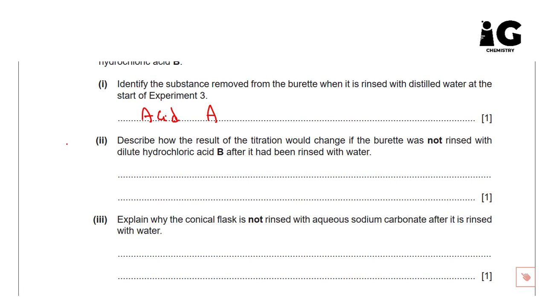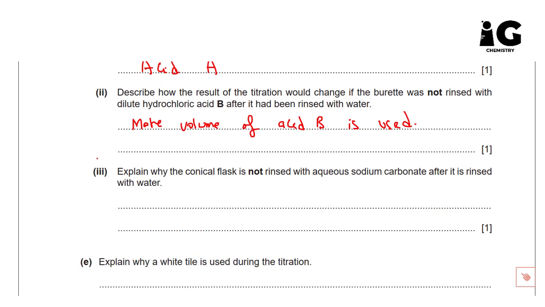(ii) Describe how the result of the titration would change if the burette was not rinsed with dilute hydrochloric acid B after it had been rinsed with water. See guys, if we don't rinse with acid B, it means we still have some remains of water. So water will mix with acid B and make it more dilute, so we need to use more volume of acid B. So we could say more volume of acid B is used because now it's diluted, so it can't neutralize the aqueous solution in the conical flask.